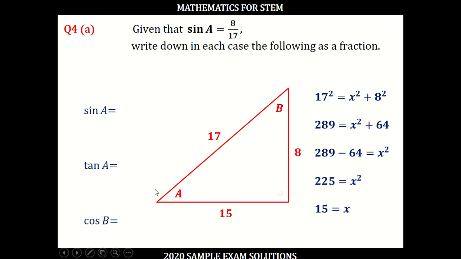So the sine of A, the sine is the opposite over the hypotenuse. So the sine would be 8 over 17. The tan of A is the opposite over the adjacent. So tan is the opposite over the adjacent. Tan is going to be 8 over 15. The cos of B. Now this is your angle B. So the cos of B is the adjacent over the hypotenuse. So the cos of B would be 8 over 17.